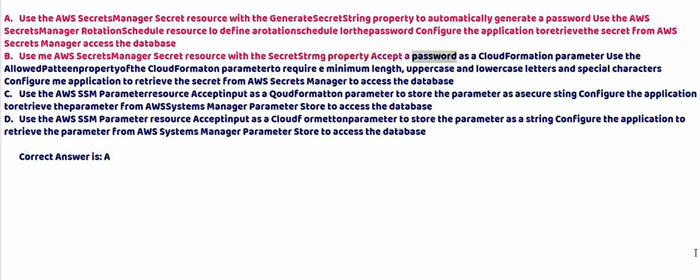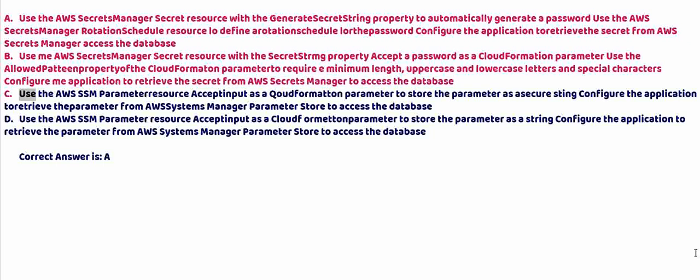B. Use the AWS Secrets Manager secret resource with the SecretString property. Accept a password as a CloudFormation parameter. Use the AllowedPattern property of the CloudFormation parameter to require a minimum length, uppercase and lowercase letters, and special characters. Configure the application to retrieve the secret from AWS Secrets Manager to access the database.